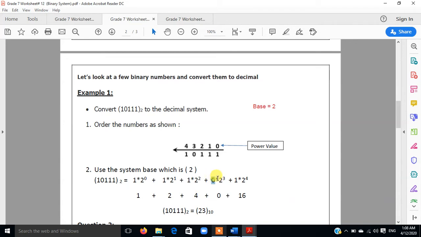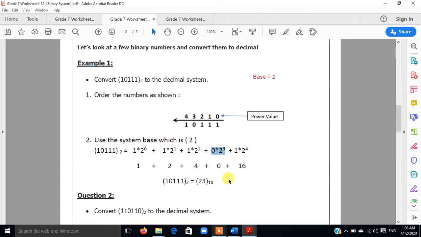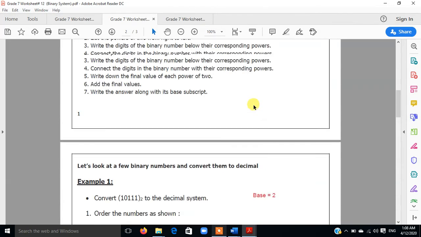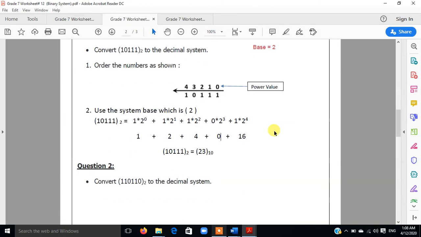Any number multiplied by 0 is 0, so there is no need to do the calculation for it. For the 1 multiplied by 4, I'm going to multiply the 2 by itself 4 times, as we said here. So it's going to be 2 multiplied by 2 four times, and you are going to have 16. So when I add 1 plus 2 plus 4 plus 16, the result will be 23. So this number in the binary system, 10111, equals 23 in the decimal system.